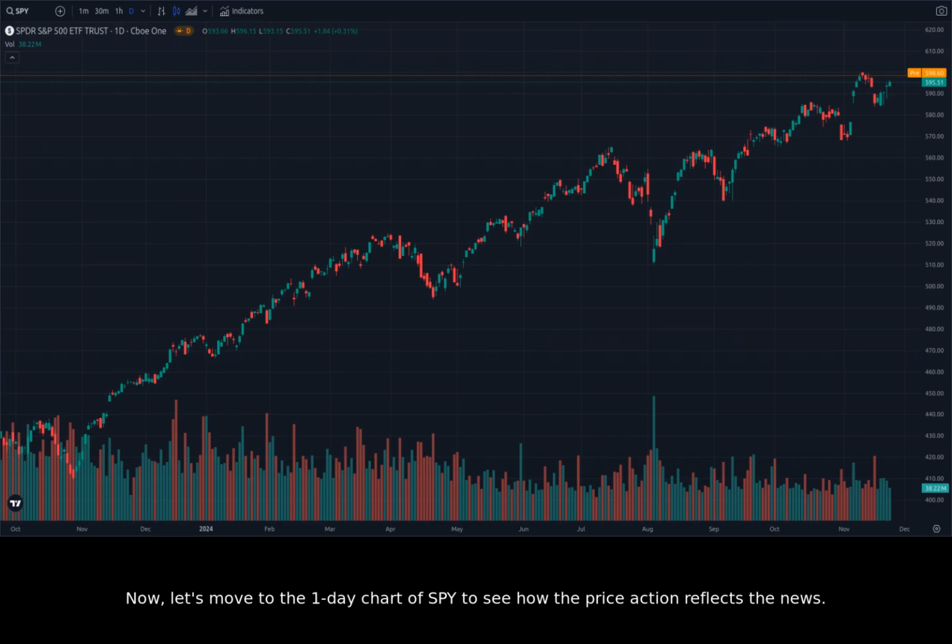Now, let's move to the one-day chart of SPY to see how the price action reflects the news. We observe a clear upward trend over the past few weeks, showing consistent buyers in the market. Notice the recent consolidation period, which indicates a pause before potential further gains. The price has been consolidating around the 450 to 460 range and is now testing resistance at 460.